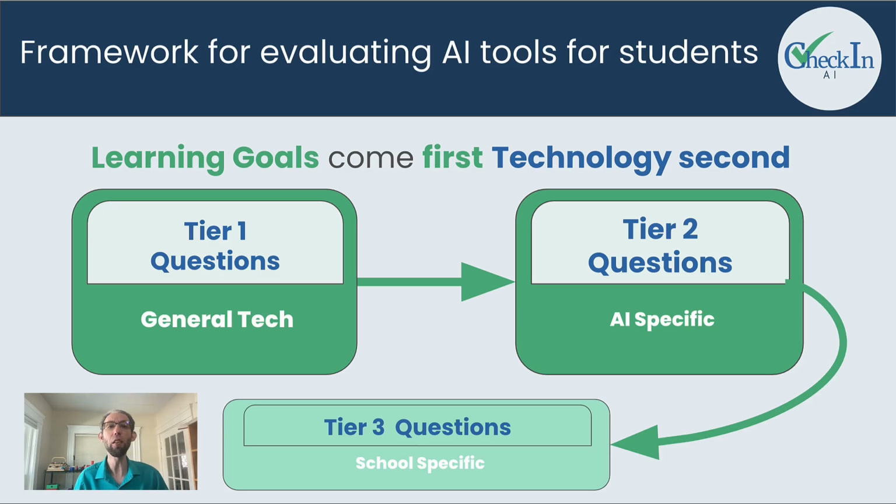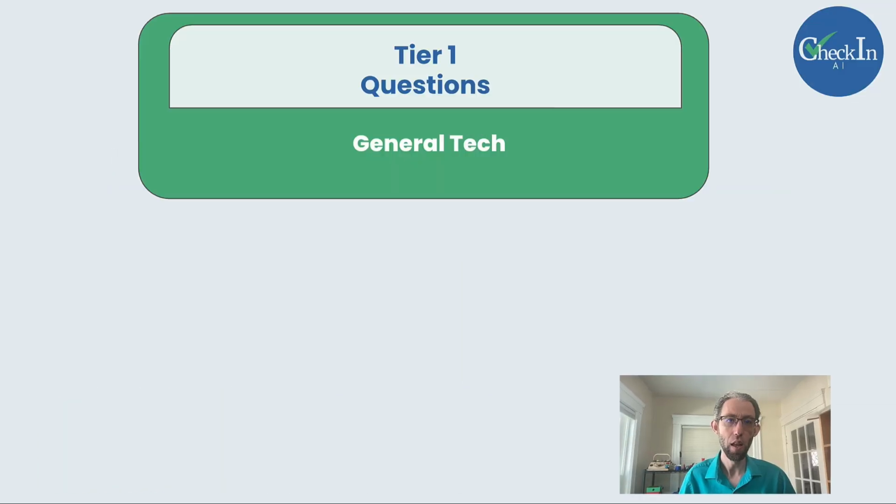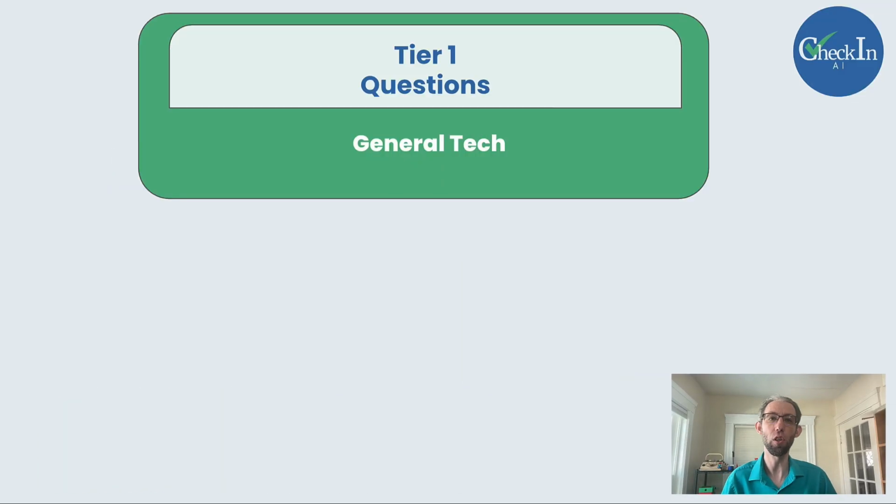So each tier has 3 questions to pass. I try to simplify it and condense it to 3 questions. And these 3 questions, while on the surface seem simple, are actually not that simple. So let's go through them one by one.